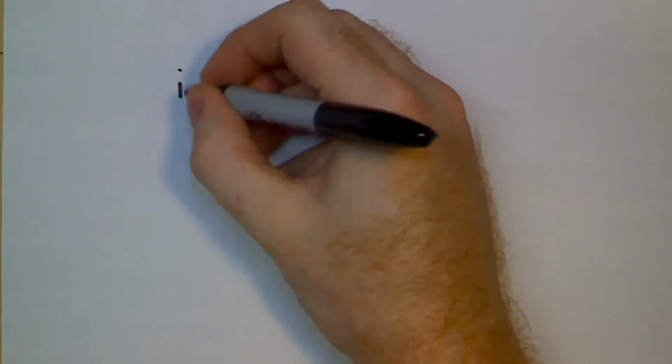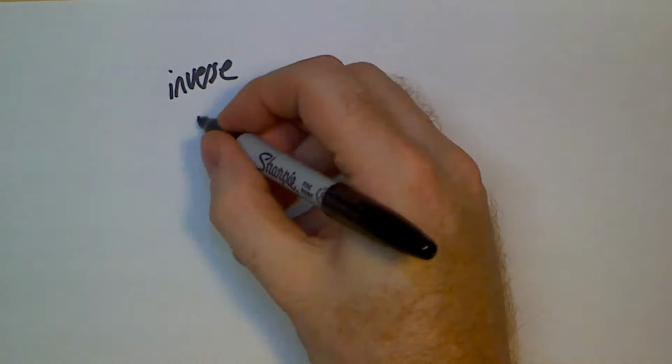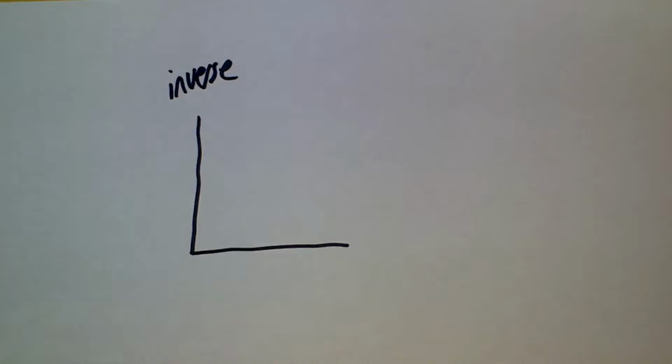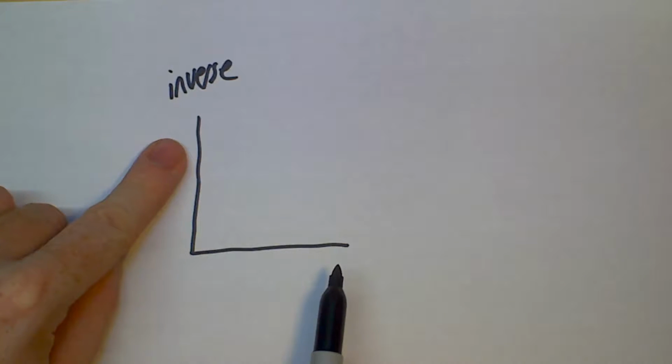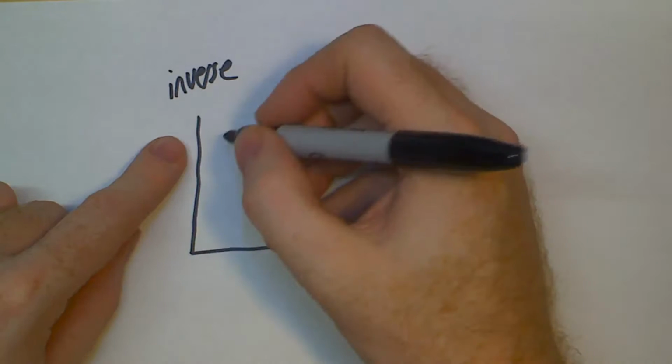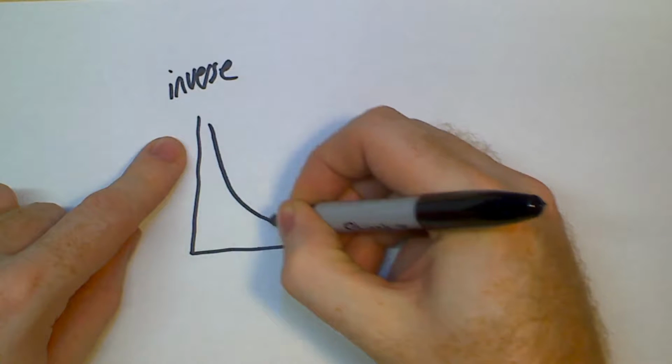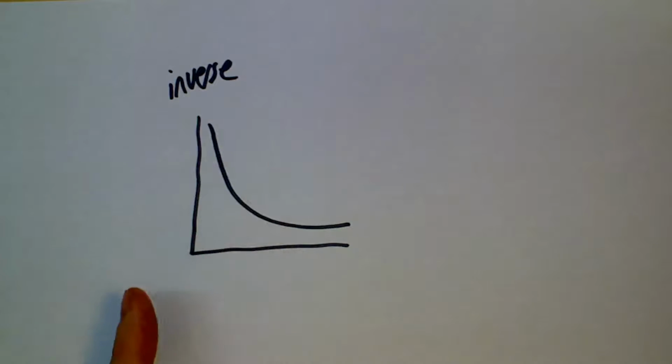The last kind of relationship that we talked about before was an inverse relationship. Just think about that word inverse, right? What does inverse mean? And what did the graph look like? Okay, so on the inverse relationship graph, as x got bigger, what happened to y? Y gets smaller. Right? So the larger x is, the smaller y is.